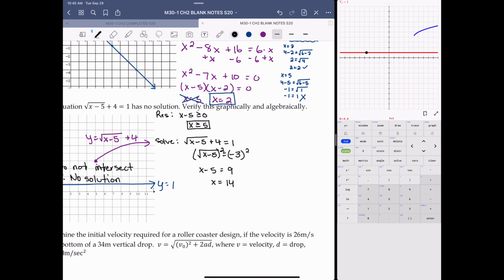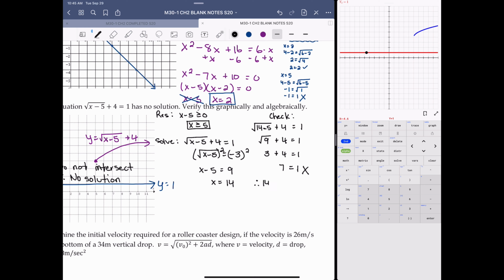Then we want to check. So we have our solution we think is x equals 14, but we can see from the graph that that's not going to be correct. So we check it. We plug it in: square root of 14 minus 5 plus 4 equals 1. Square root of 14 minus 5 is square root of 9, plus 4 equals 1. Square root of 9 is 3, plus 4 equals 1. 3 plus 4 is 7, which definitely does not equal 1.